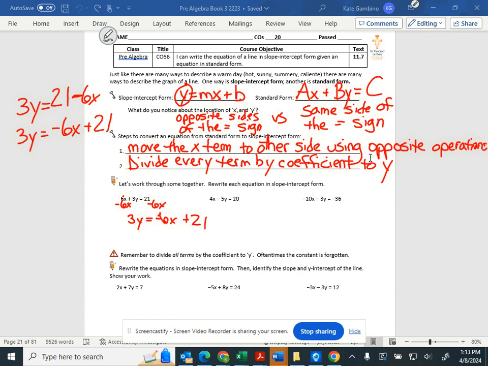Okay, does that make sense? So our second step is we're going to divide by 3, and it says divide every term. So every part of it we are dividing by 3. 3 divided by 3 leaves me with just y. What's negative 6 divided by 3? Negative 2x. That x stays with it. Negative 6x becomes negative 2x. So negative 2x plus, then we have positive 21 divided by 3, which is plus 7.